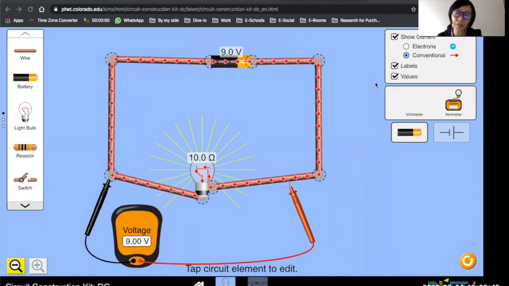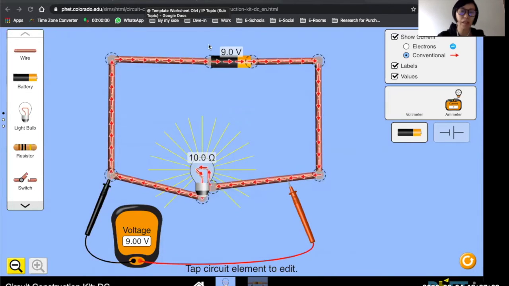Okay, so I want to differentiate the idea between potential difference and potential. Another word for potential difference is the voltage across. For example, you can see the battery has 9 volts, so it tells you the amount of energy that's being supplied by the battery.